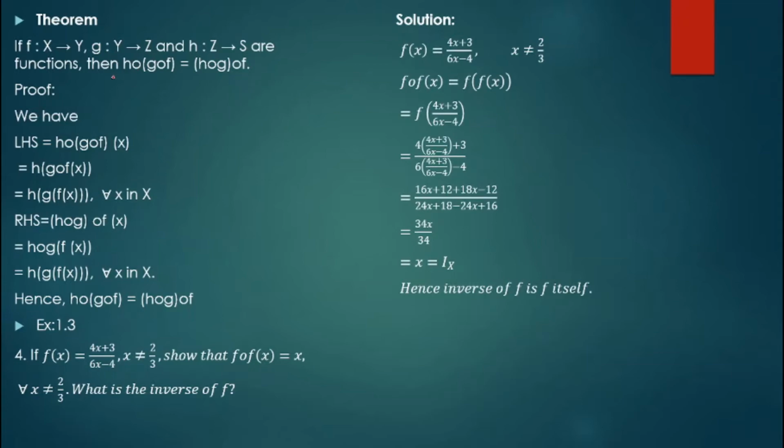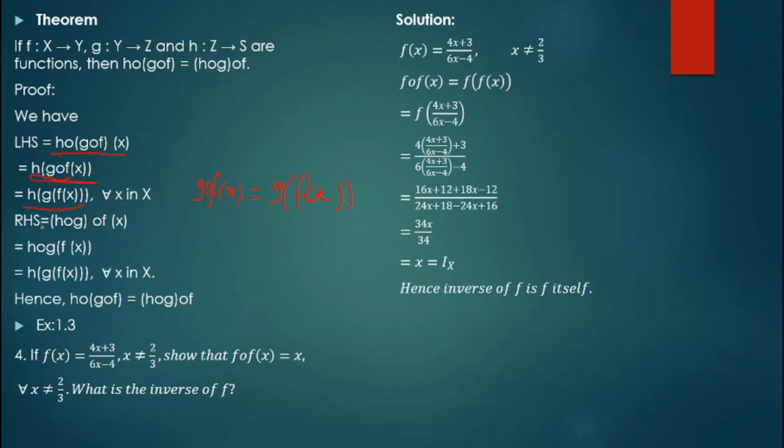First we'll take our LHS. LHS is equal to h o (g o f) of x. Next step is what is written? h of (g o f) of x, which is g of f of x. So h of (g o f) of x. So next, when we go deeper, so what happened? Again h of g of f of x. Got it? This is for all x in X.